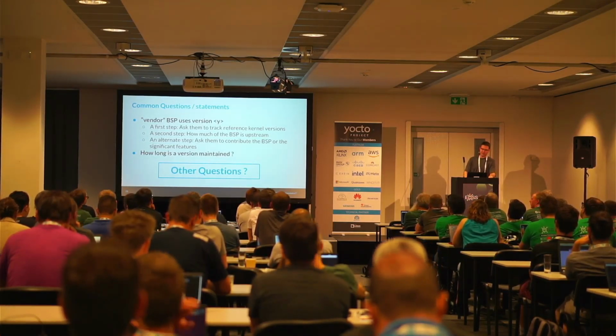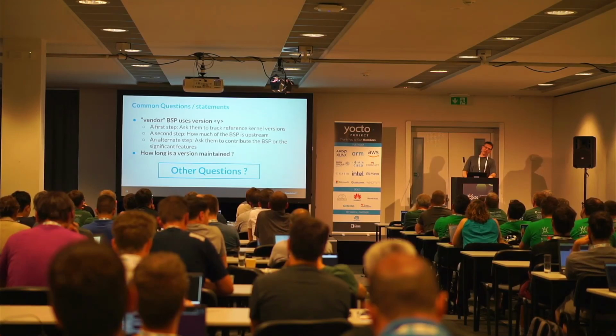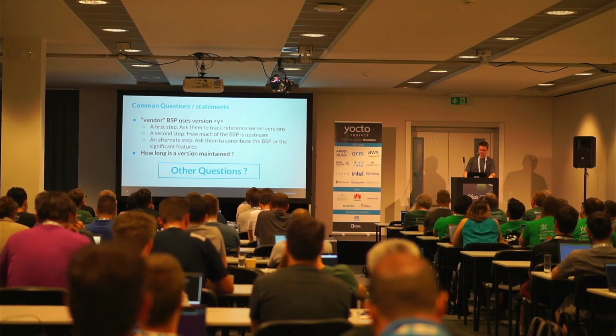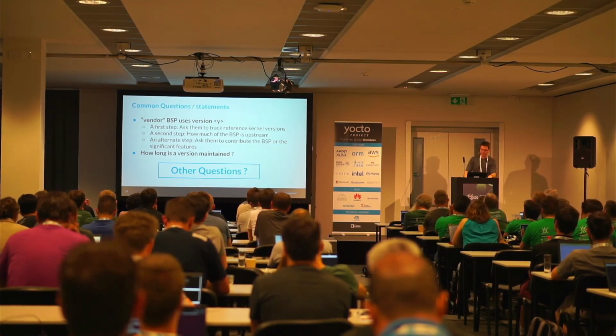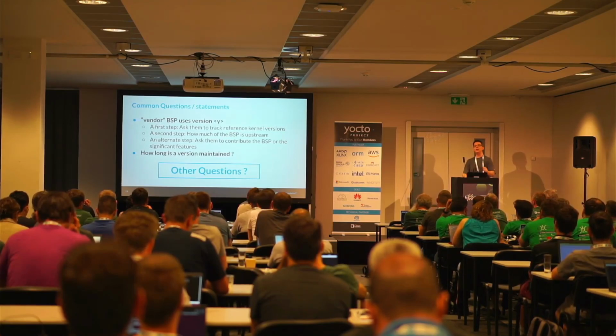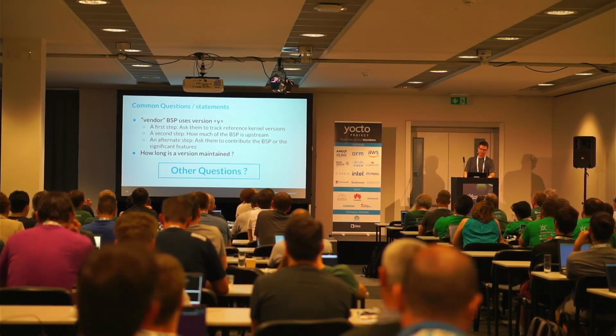The second step, you can ask them how much of their BSP is upstream, because the more they have in kernel.org, the easier it is for us to actually fully test it on the autobuilder or do other kind of extended testing with it. And an alternate step is ask them to contribute the BSP to linux-yocto, or significant features that they're hiding, because at least that way we can get them halfway out into the open and then hopefully encourage them to get them all the way upstream.